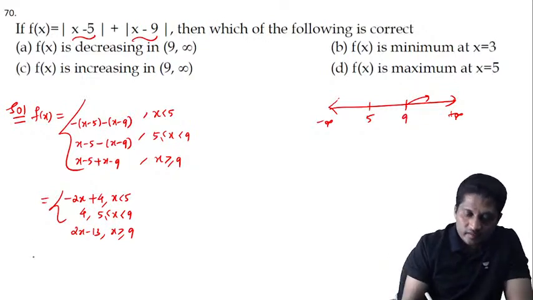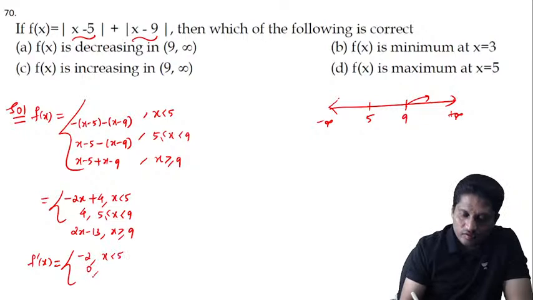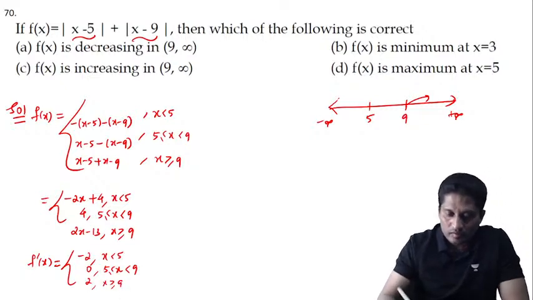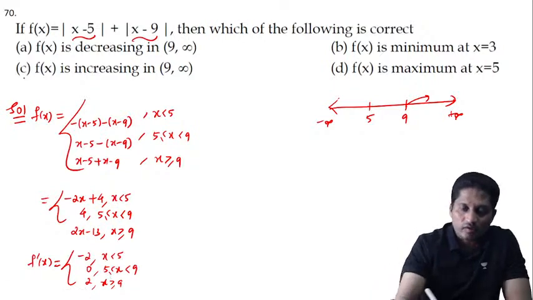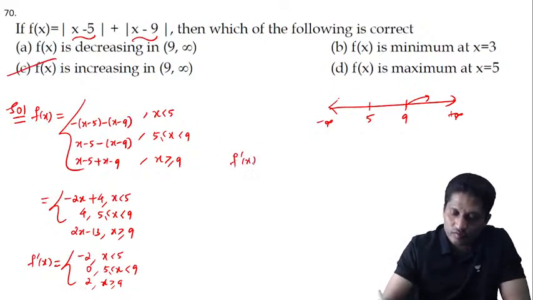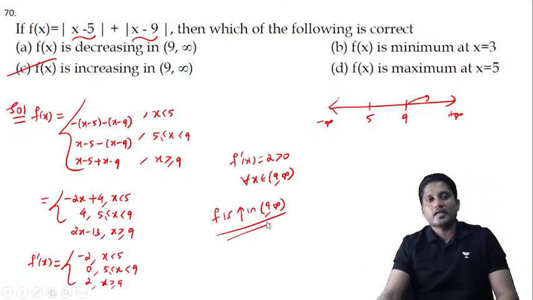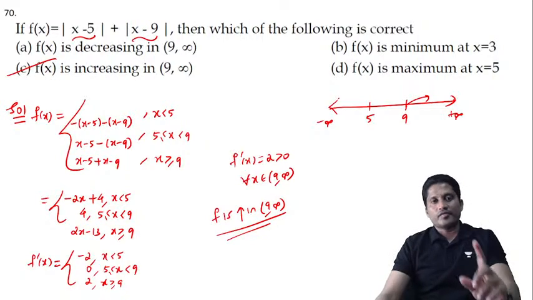Alright, now if I differentiate, f dash of x is equal to minus 2, x is less than 5. This is 0 when 5 is less than or equal to x less than 9. This is 2 when x is more than 9. Obviously f dash of x is equal to 2, which is greater than 0 for all x belongs to 9 to infinity. So f is increasing in 9 to infinity. Answer is option C. Redefine the mod values, get the value of fx, then differentiate.